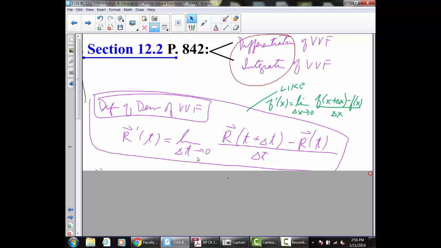So it's really the same exact thing, only instead of the real valued function f, we have the vector valued function r. Instead of the independent variable being x, the independent variable is t, and therefore instead of delta x we have delta t, instead of x plus delta x we have t plus delta t, instead of f we have r, etc.